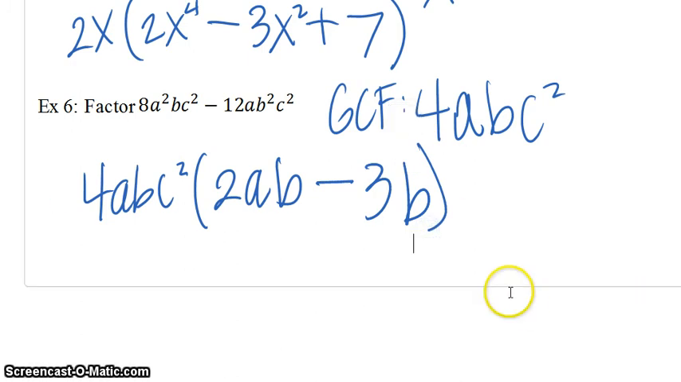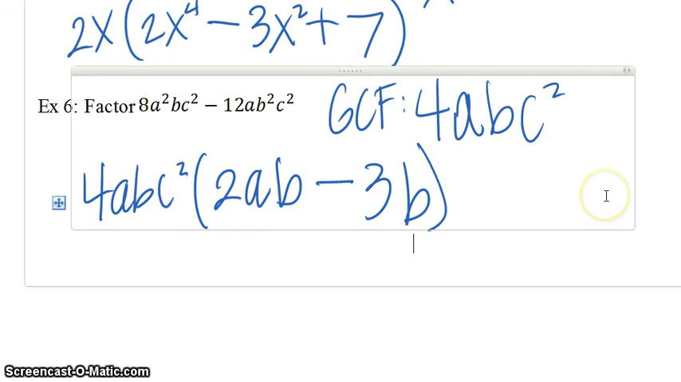Okay, so hope this makes a little bit of sense. And we'll work on more in class.